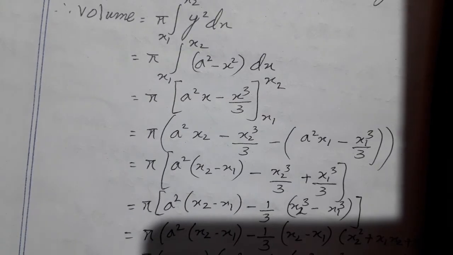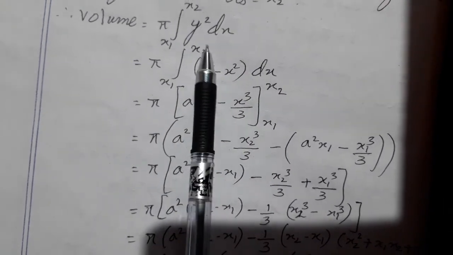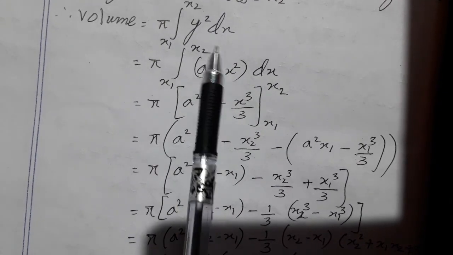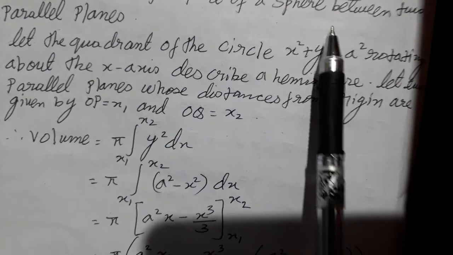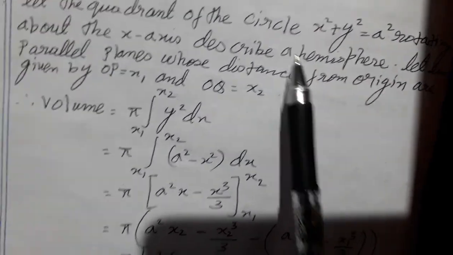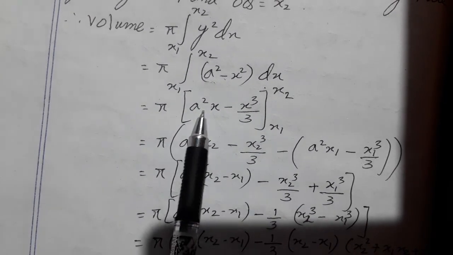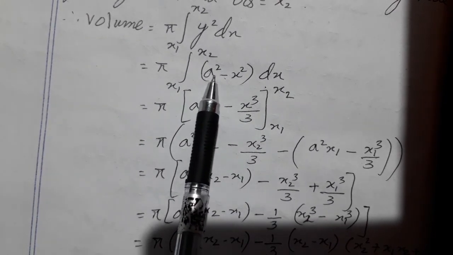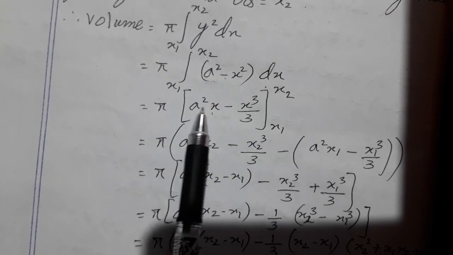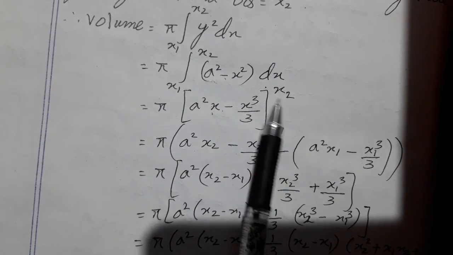So the volume is equal to pi times the integral from x1 to x2 of y squared dx, in the same way as we did in the previous video. So y squared is a squared minus x squared. If we integrate this, we get a squared x, and integrating x squared, we get x cubed by 3, from x1 to x2.